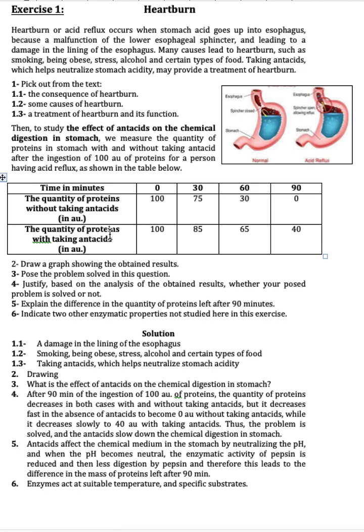And as we see, the activity of the enzyme is affected by the chemical medium, and we have to focus on the chemical medium to have a complete digestion, to have a beneficial digestion.